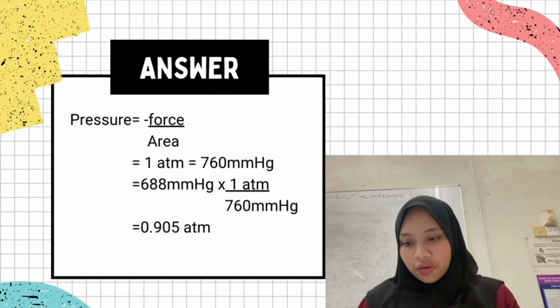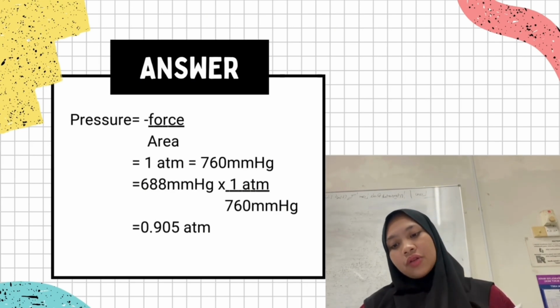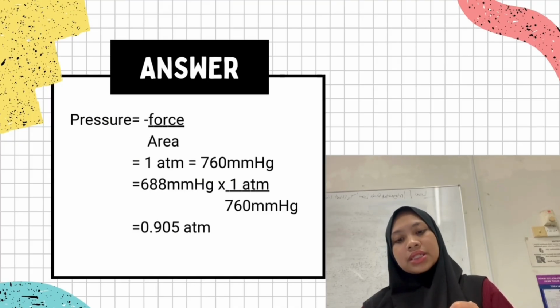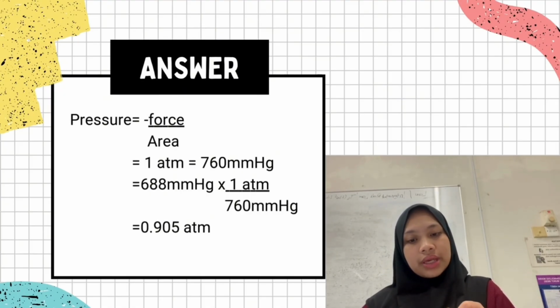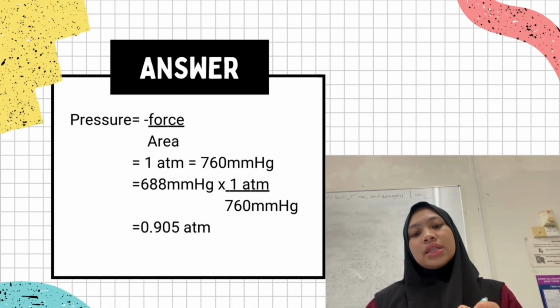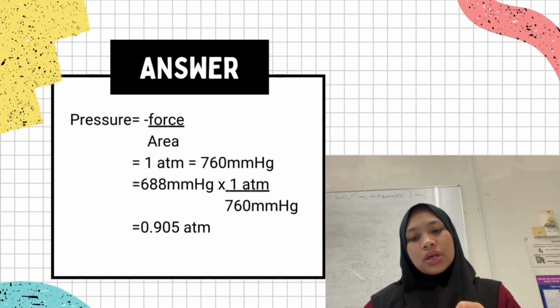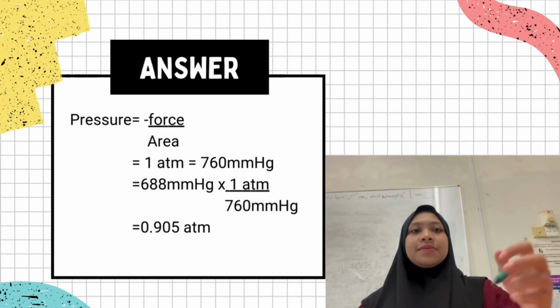So first, the formula is pressure equal to force divided by area. We need to identify the conversion: 1 atm equals 760 mmHg. We are going to convert the pressure from mmHg to atm: 688 mmHg times 1 atm divided by 760 mmHg. So the pressure in the cabin equals 0.905 atm. That's the answer.